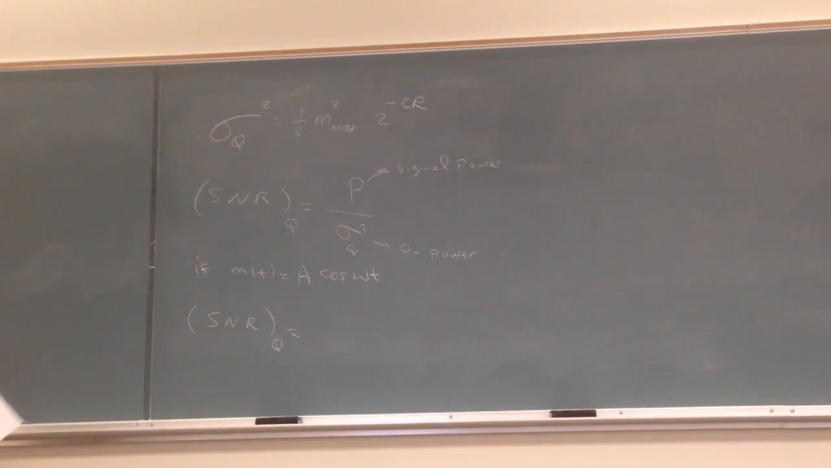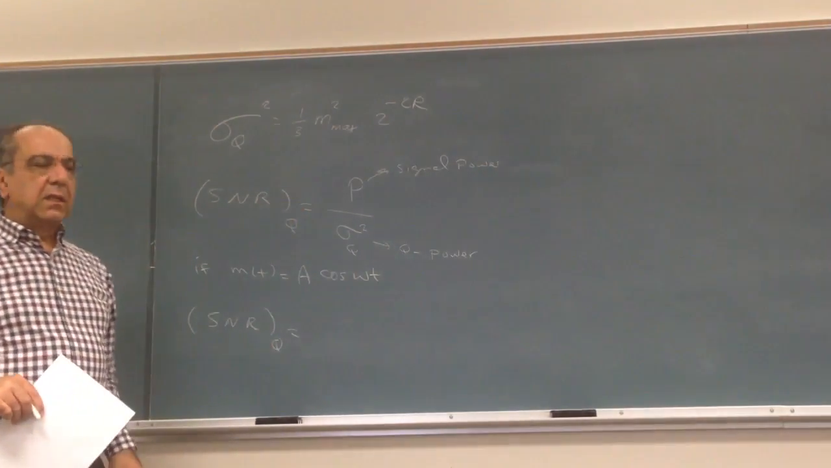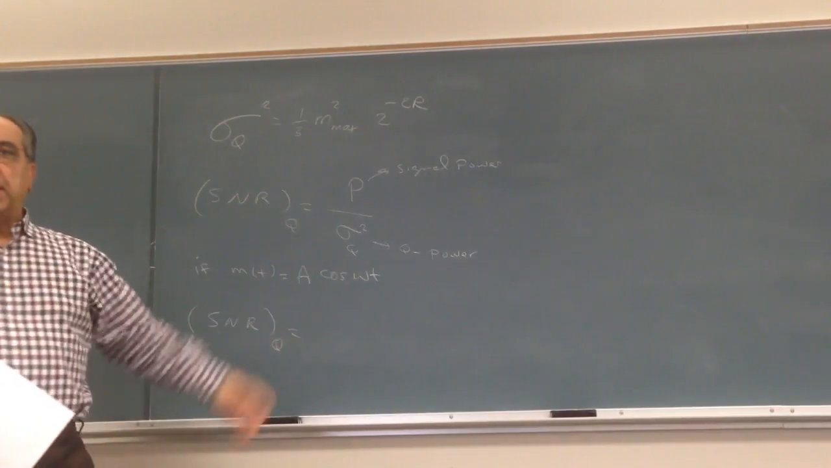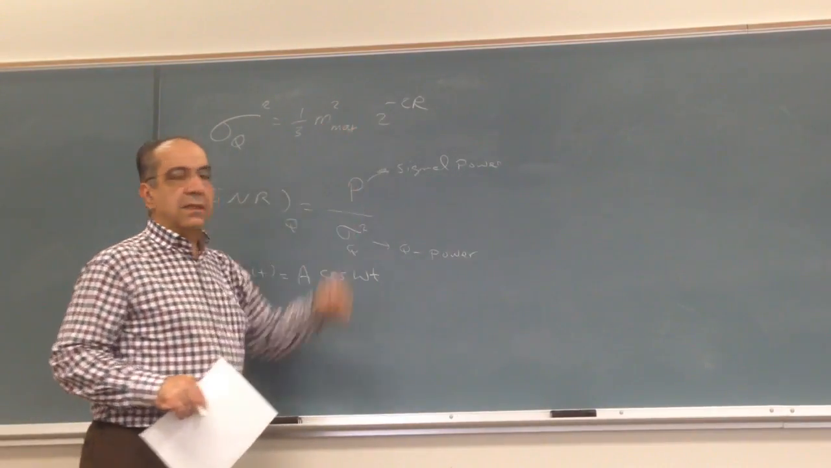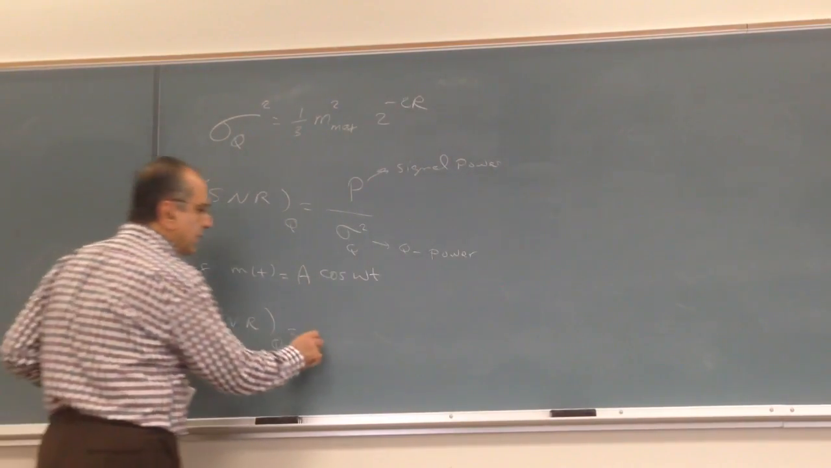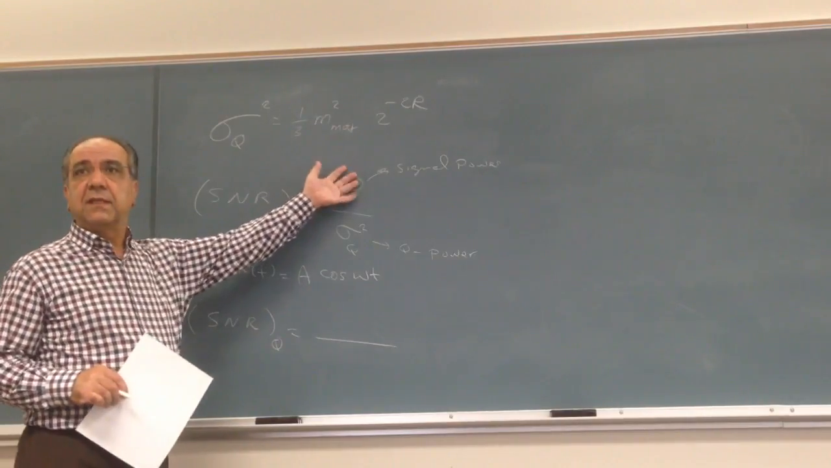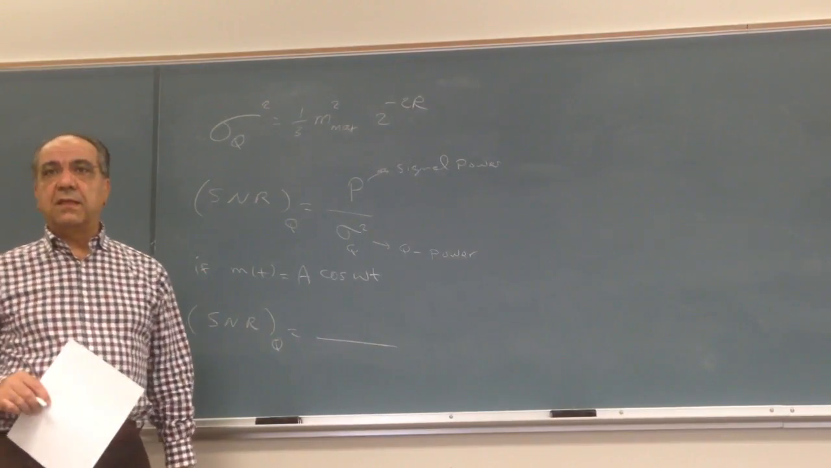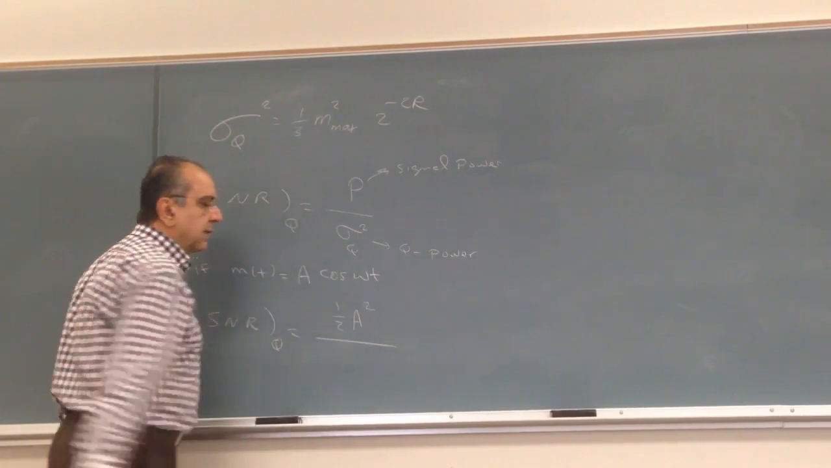Any signal m of t with average power of P and quantization noise, which is related to maximum signal value and number of bits per sample. So if m now is a sinusoid, what would be signal to quantization noise? Well, again, you just follow this, my friends. Give me the answer then. Would it be 1/2? 1/2 A squared. A squared, excellent.